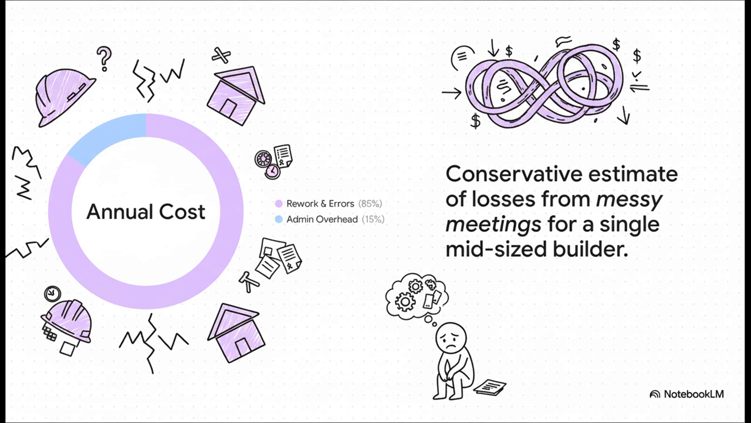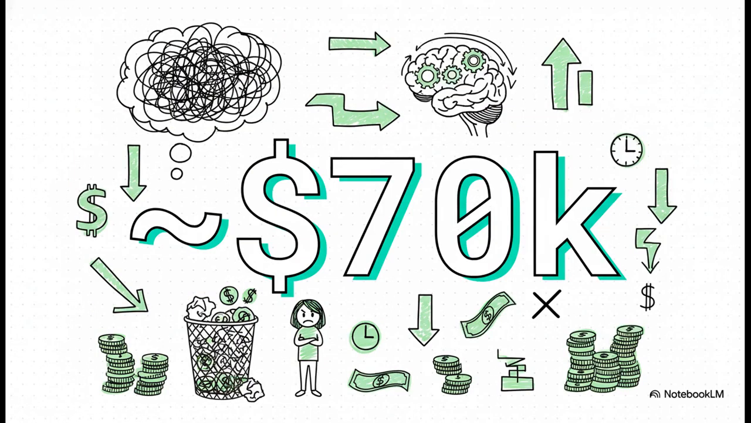Let's just do some conservative, back-of-the-napkin math. For a typical builder, doing, say, 30 homes a year, miscommunication easily leads to 60 grand in rework and errors. And that's not even counting the $10,000 or more in just wasted admin time trying to sort through the mess after the fact. So you add that up, and you're looking at roughly $70,000 a year per builder. That's the real annual cost of messy meetings.